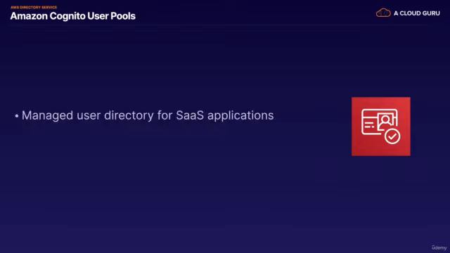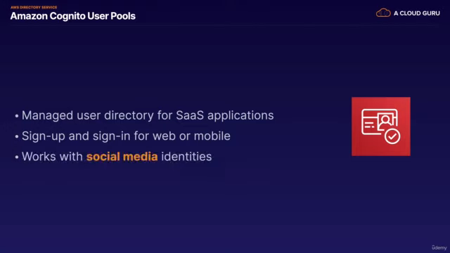So Cognito user pools are a managed user directory for SaaS or software as a service applications. It's intended to enable sign-up and sign-in for web or mobile applications. And you'll typically see Cognito user pools used with social media identities. So for example, you can log into a SaaS application using your Facebook, Google, or Amazon credentials.